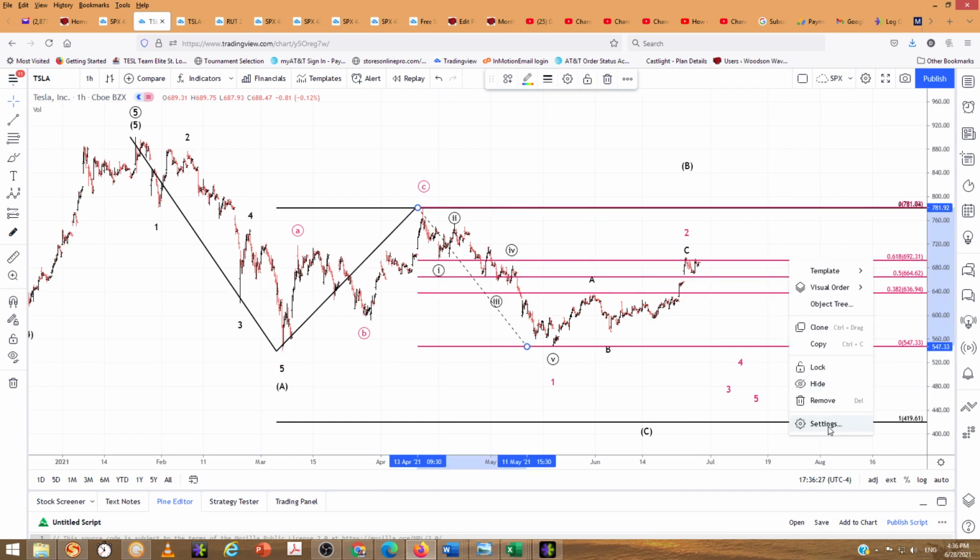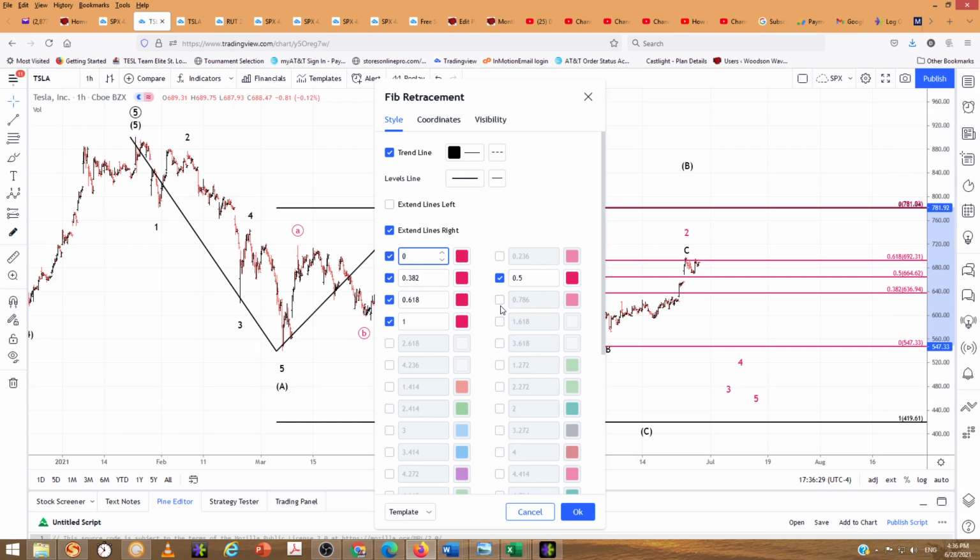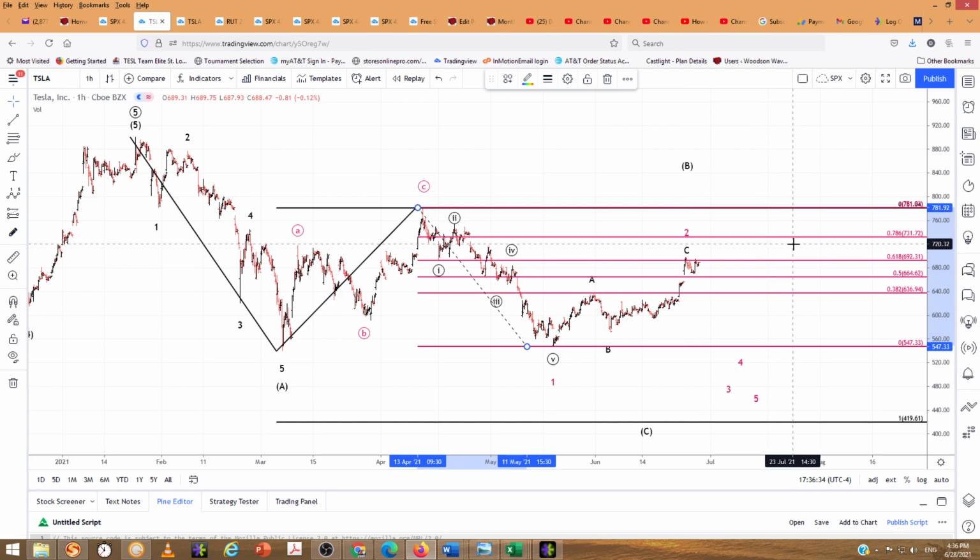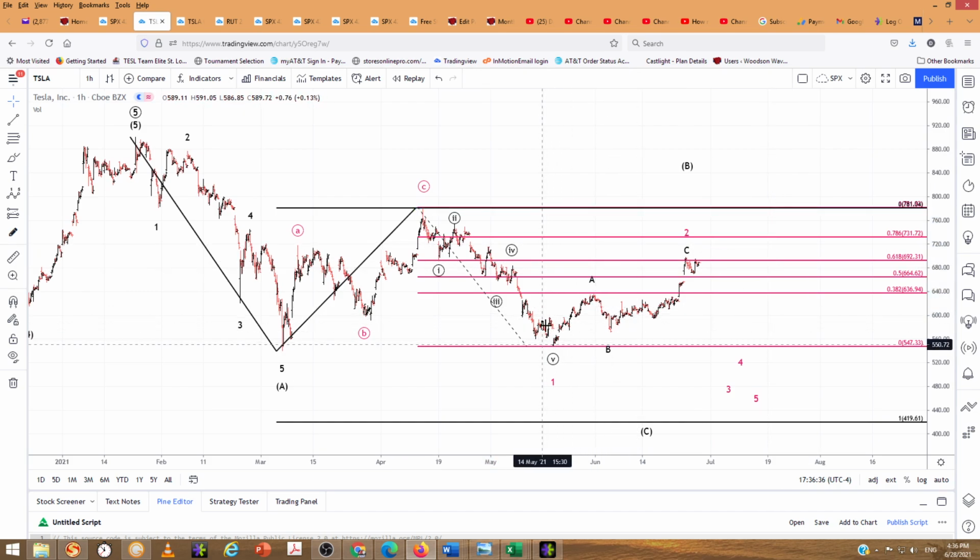Let me get that in here for you guys so you have a target on Tesla. Okay, and it's right there at 731. So this still has to play out. That's a nice little ABC there. It's right at the 618. Let's get a break of this low before we can consider wave 3 down.